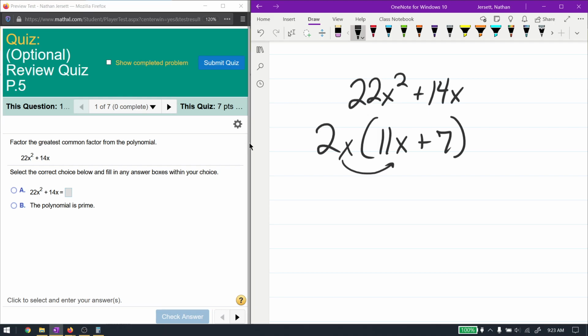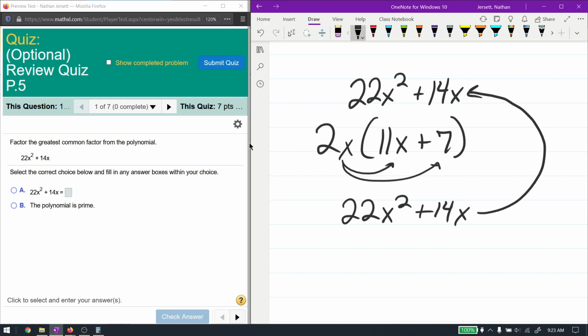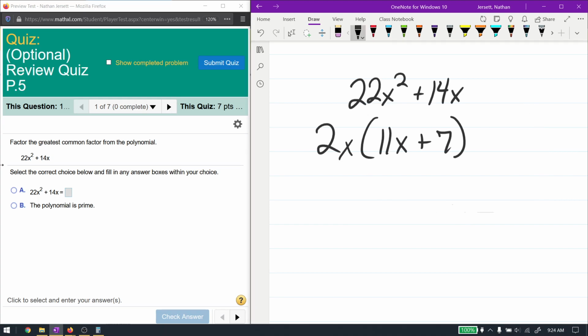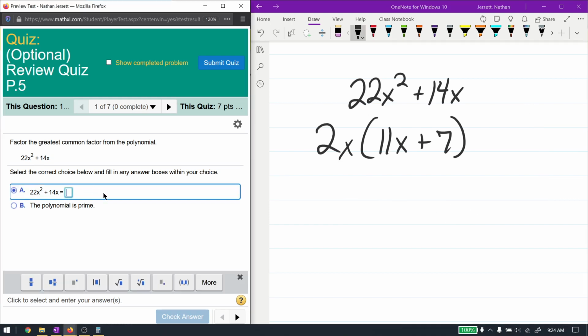Distribute the 2x back into there. 2x times 11x. 2 times 11 is 22. x times x is x squared. 2 times 7 is 14. And the x is just there. And that is indeed the same thing. So this is the correct factorization for the greatest common factor.